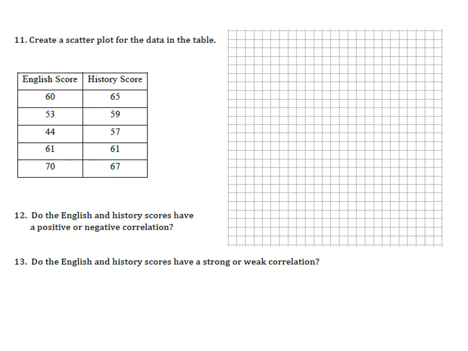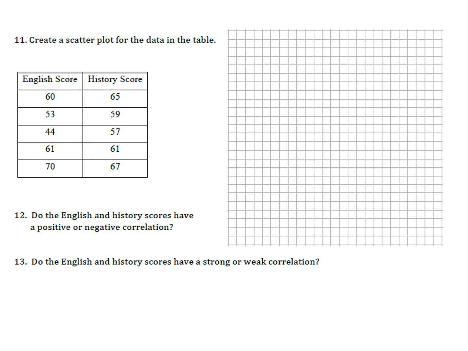All right, so now it's time to practice. So these questions were taken from the workbook that you guys never received. It says create a scatter plot for the data in the table. So we have English scores and history scores. So it's wanting you to, by hand, make a scatter plot. Once you do that, it wants to know if the English and history scores have a positive or negative correlation. And also in question 13, do they have a strong or weak correlation?